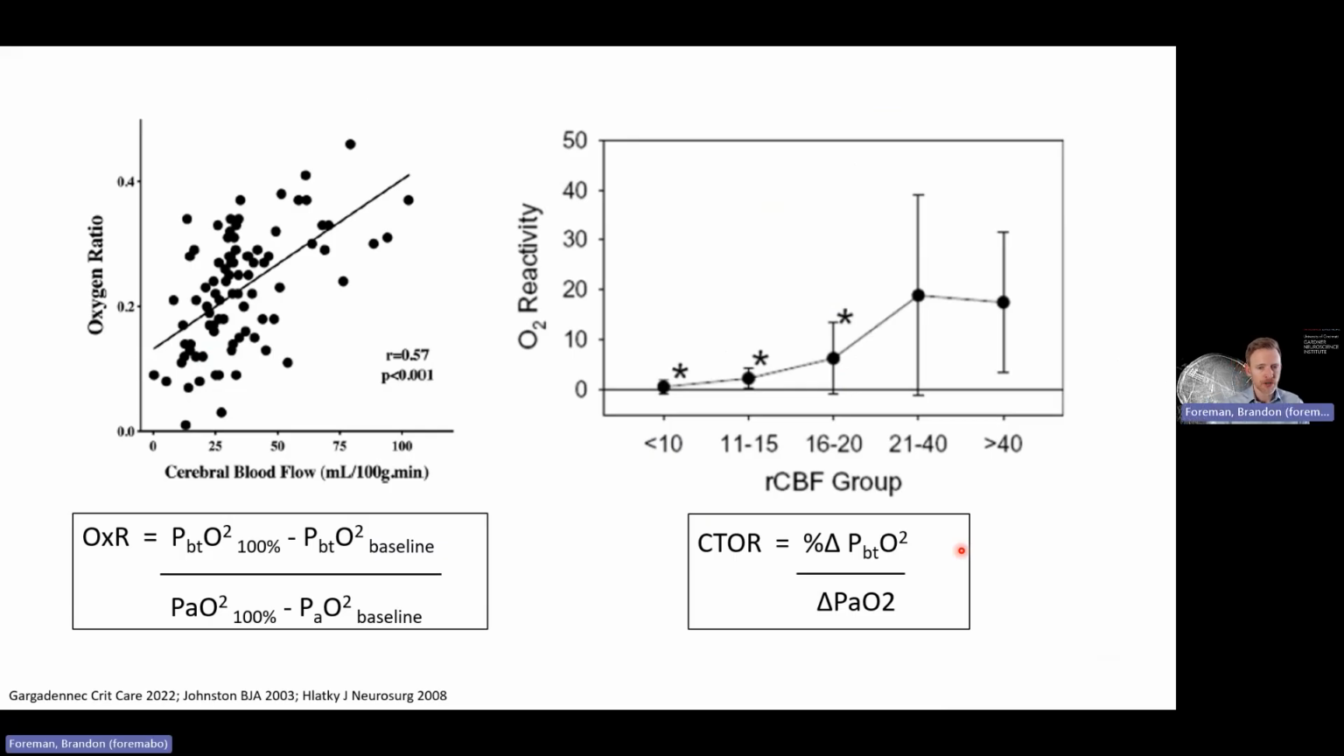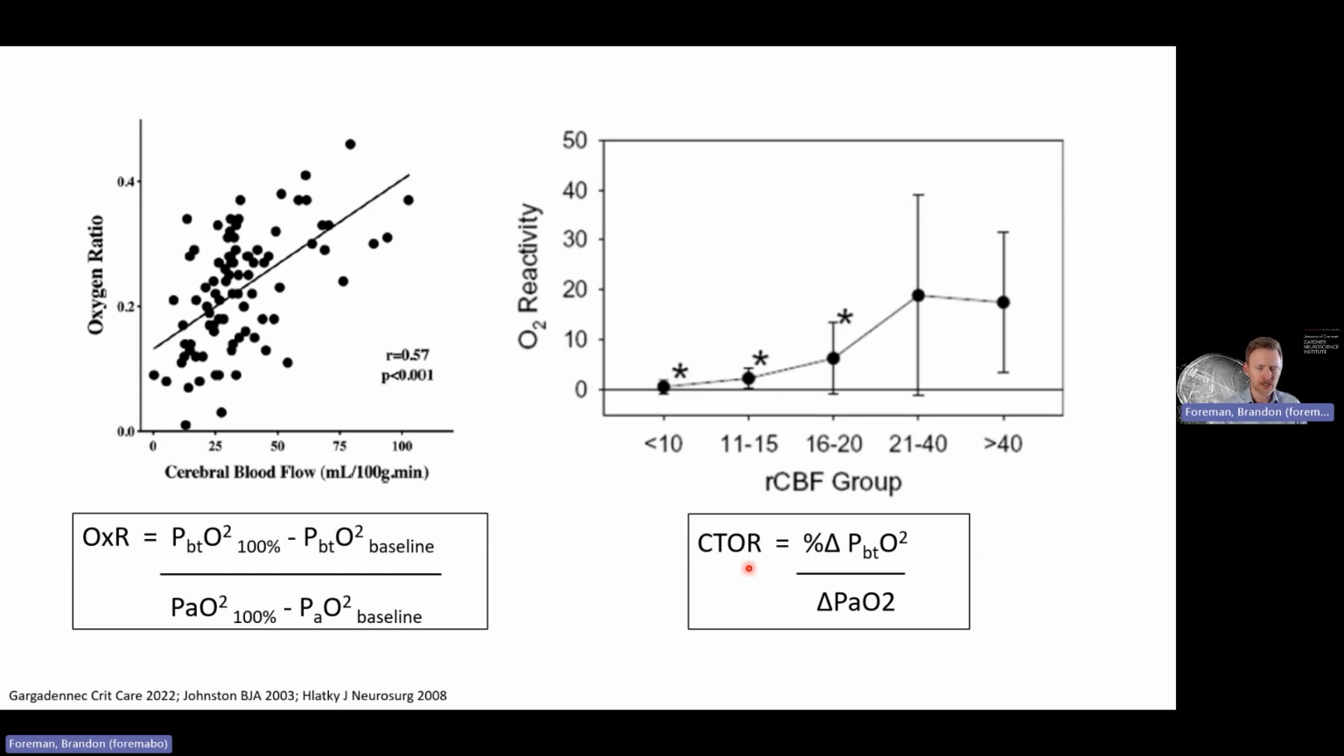As I mentioned, a low tissue oxygen response, you can quantify this, right? A couple of different ways. There's two different methods that you might consider. One's the oxygen response based on changes in pbtO2 to changes in PaO2. The other is more of a percent change in pbtO2 called the CTOR.